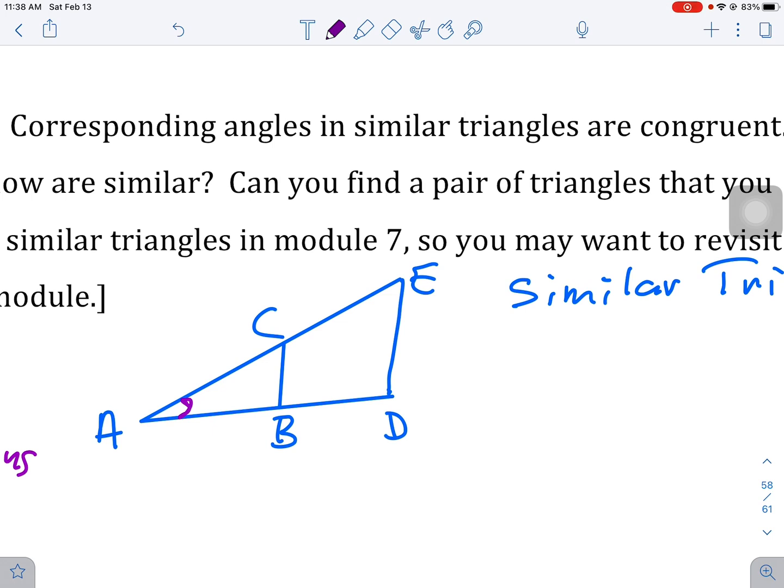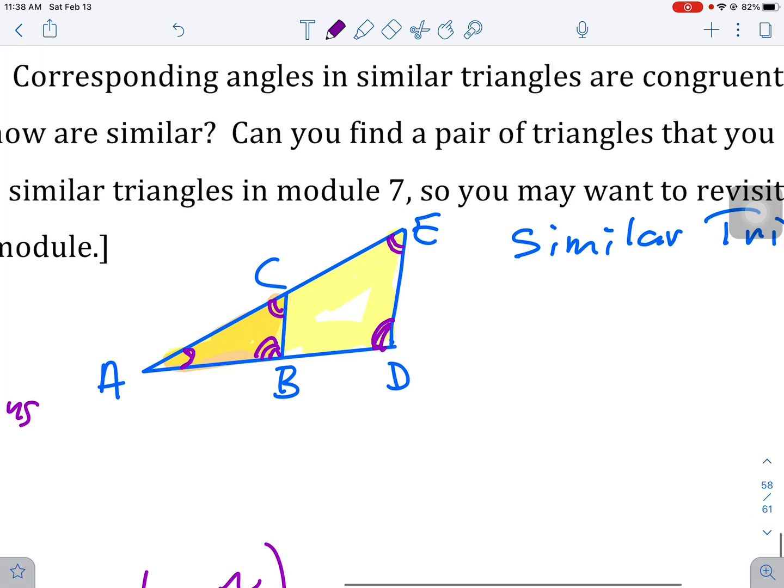Similar triangles would be triangles that, let's say you have one triangle with ACB, and the angles on ACB might look something like this. Let's say they're all different. Well, that triangle is similar to another triangle, which is the larger one, because that larger one also has the same three angles. So we can say that they're similar.